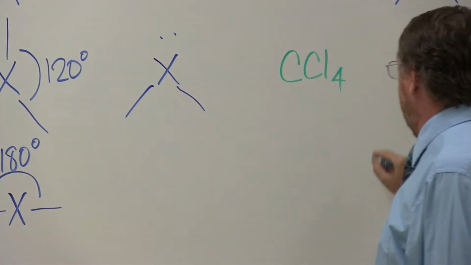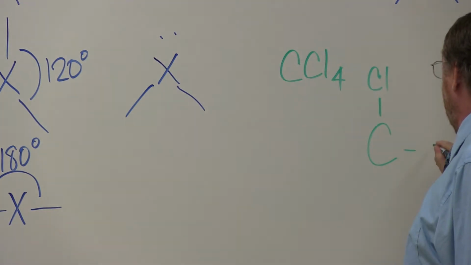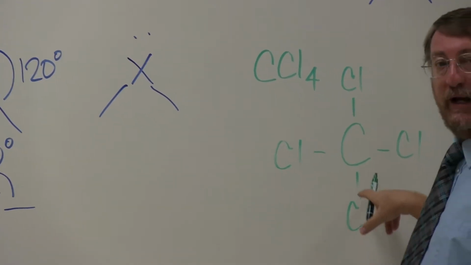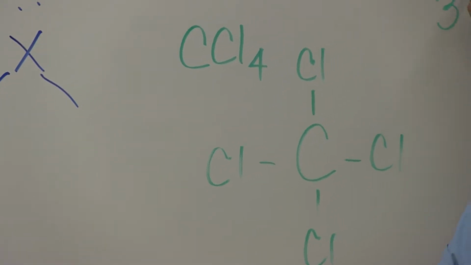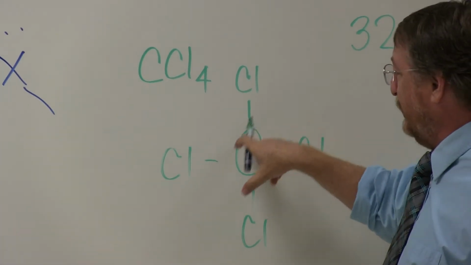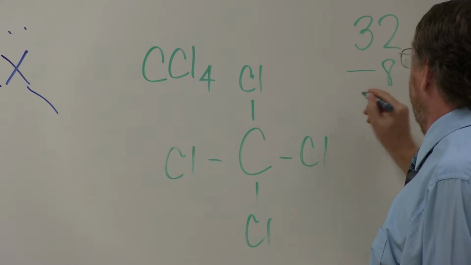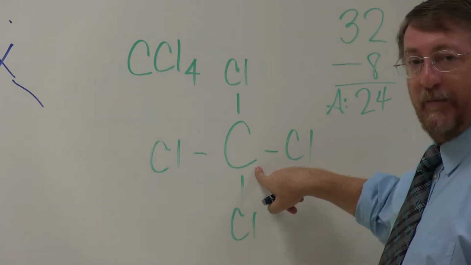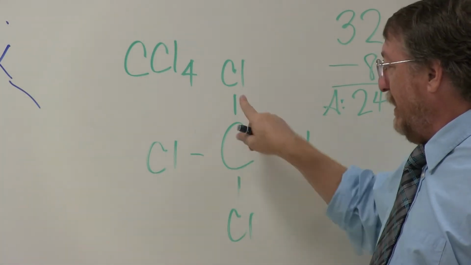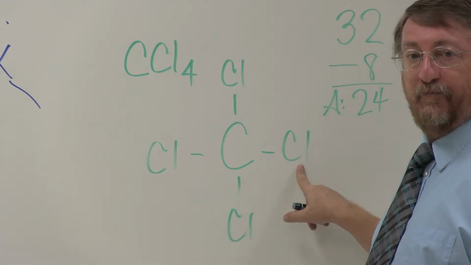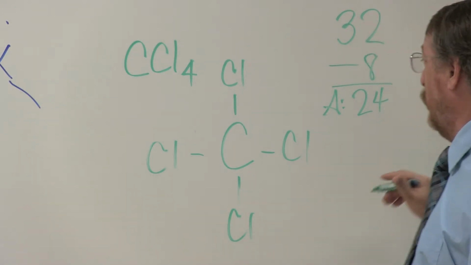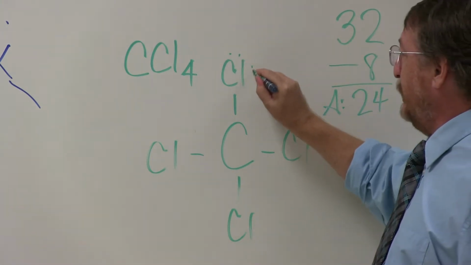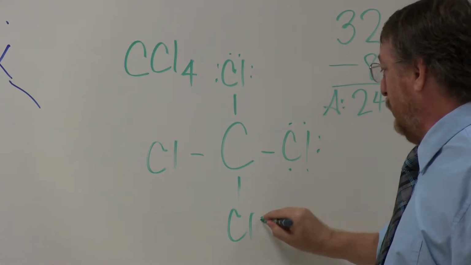CCl4, okay? I go through, I'm going to have Cl, Cl, Cl, Cl. 7 times 4 is 28, plus 4 is 32. So I have 32 valence electrons. 2, 4, 6, 8 have been drawn in bonds. So I have 24 electrons available to complete the octet. This carbon does not need any electrons. 2, 4, 6, 8, it's happy. Each chlorine has 2, needs 6. 6 times 4 is 24. So we need 24. Whenever our need equals our available, we just add the lone pairs.